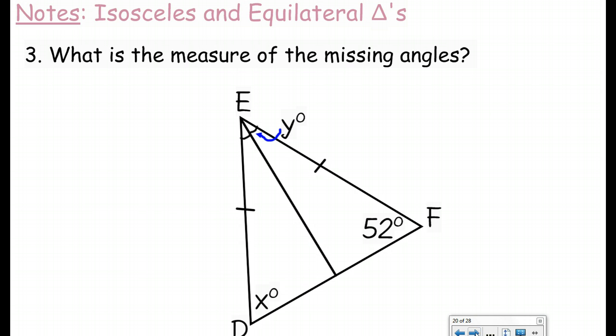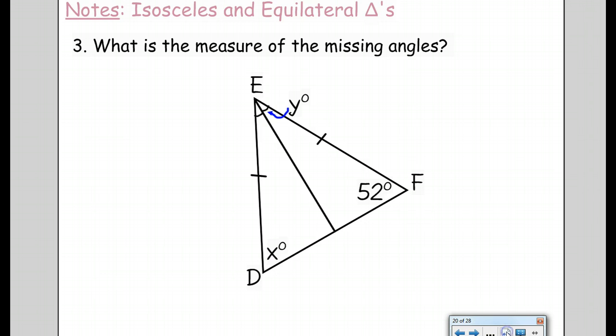Flip. 1, 2, 3, flip your paper. Find X and Y. Don't locate them, find their values. Oh, we're on the other side. Are y'all done with the problems? Is that what you're saying?